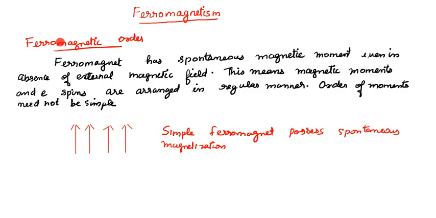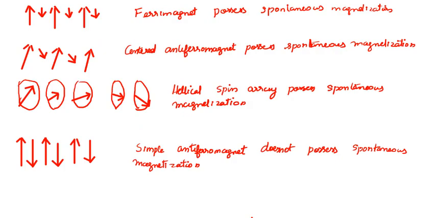In ferromagnetic material, magnetic moments and electron spins are arranged in a regular manner. The order of the magnetic moments need not be that of a simple ferromagnet, as shown in the figure below. The figure shows a simple ferromagnet in which magnetic moments are aligned parallel to each other. This specimen will have a net magnetization.